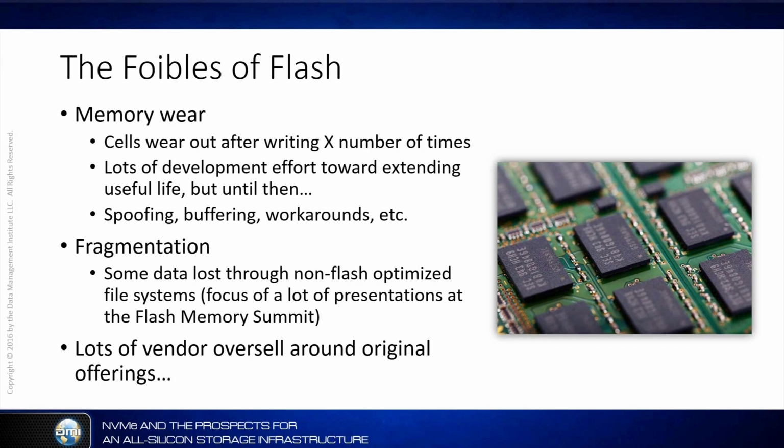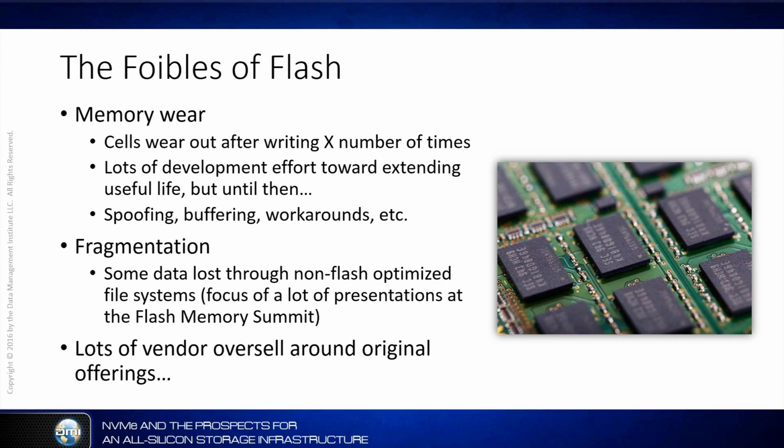Now, there are foibles with flash, and of course the industry has tried to play those down to the greatest possible extent. They want to sell the technology. One of the big ones is memory wear. I think we've been reading articles about this for probably the last decade or so. Cells, the locations where data bits get written in flash, have a tendency to wear out after a certain number of times that they've been written. The number is a matter of hot debate. The rule of thumb has usually been that about 250,000 writes per cell location in an MLC, or multi-layer cell, device will burn out cells.